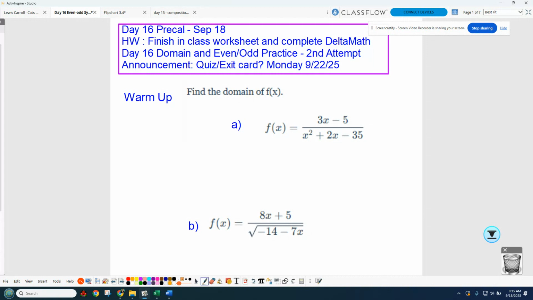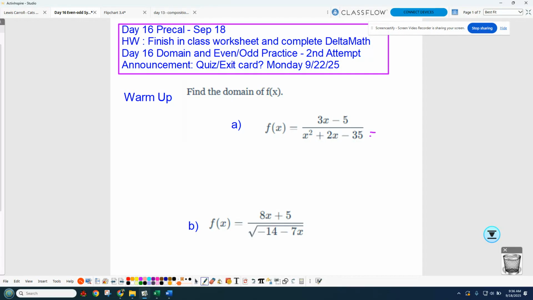And to find the domain, does it matter whether the numerator is something special, or the denominator is something special? Do we need to check both? Denominator only. What do we need, Cameron? What do we need to see? Like, what are we not allowed to divide by? We're not allowed to divide by 0.